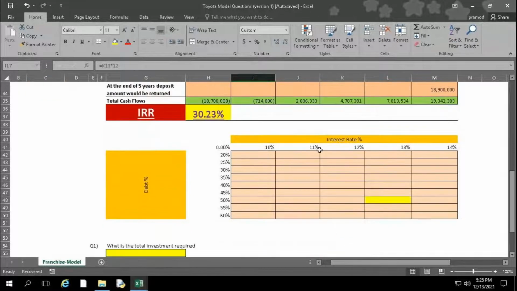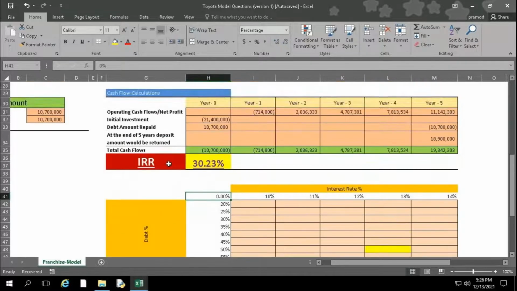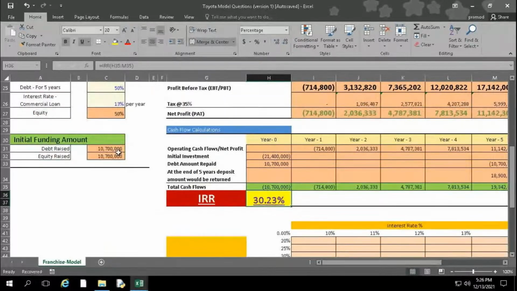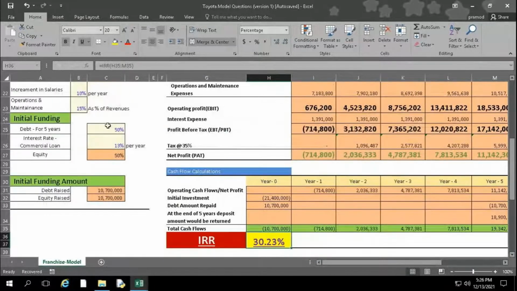So see, we do the data table for the interest rate. Now what I need to find is, in the sense here they have given, for example, this is the ratio I am getting based on this debt raised and equity raised, whatever the funding I'm doing. Based on this, I am getting the particular IRR.